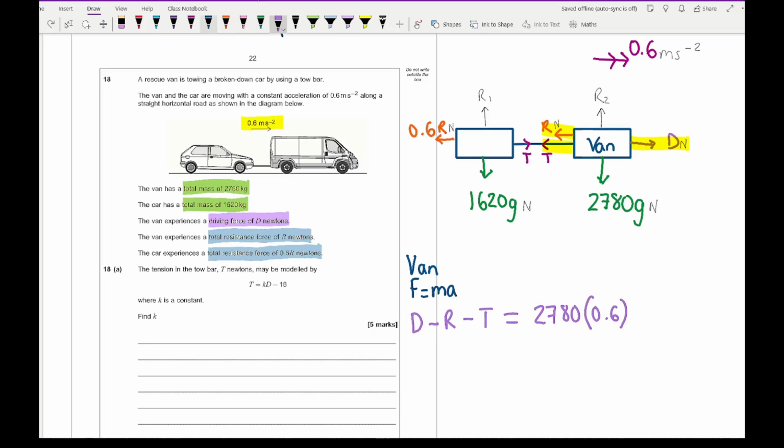If we consider the car, again we're using F equals ma, and we want to look at all of the forces that are acting in the direction of movement. So the only force acting in the direction of movement is tension.